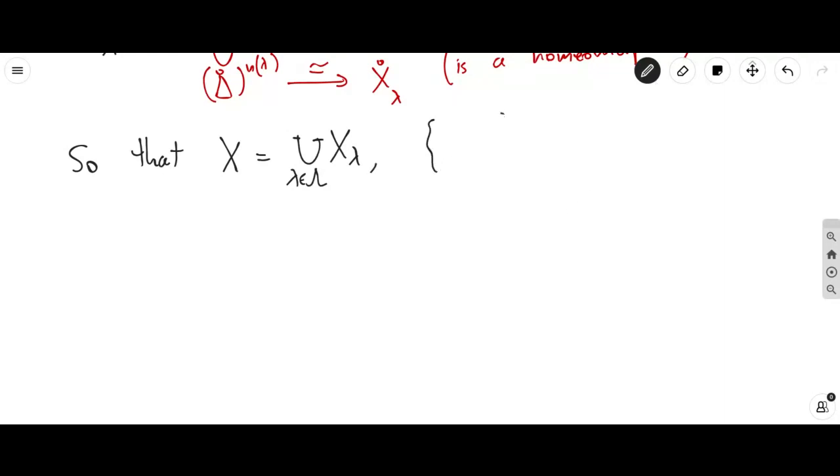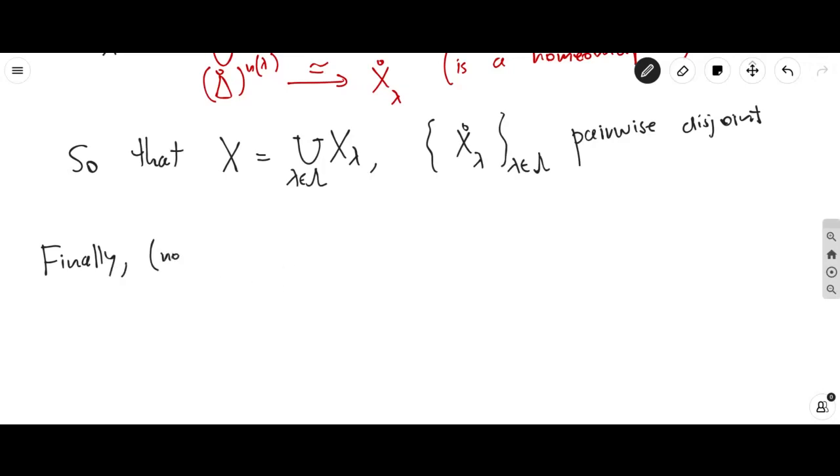And the collection of these, the images of the interiors, are pairwise disjoint. So there's no overlapping. There's no double counting or anything like that. And then finally, this is a technical condition. At the moment it is not clear why yet, but you'll see why we want that.